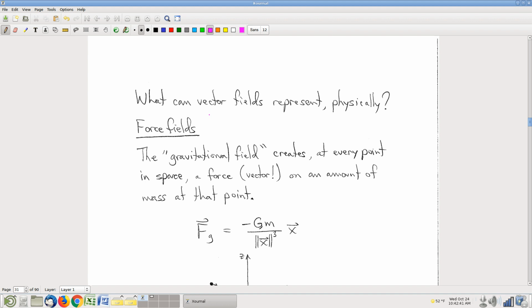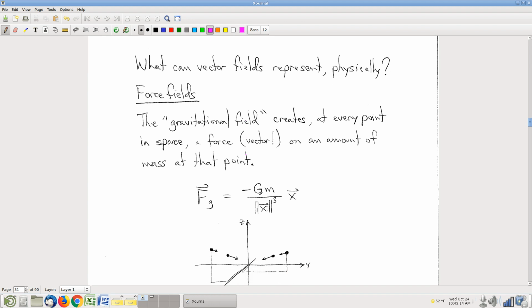So an easy one to talk about is forces, thus the name force field, which sounds like a sci-fi thing, but it's not, right? It's a vector field representing forces. So you've probably heard about this thing called the gravitational field, right? The sun creates a gravitational field. The reason they call it a field is because it is an example of a vector field representing gravitational force, thus the name gravitational field. So anyway, how does that work?